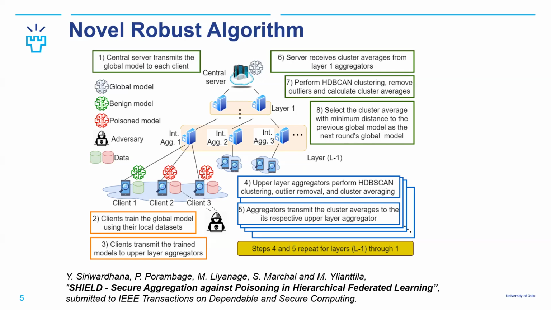Once the cluster averages are received at the central server, the central server also performs HDBSCAN clustering, outlier removal, and cluster averaging, and then picks the best cluster as the next cluster average to proceed with the training. This way, all the poisoning effect will be removed.